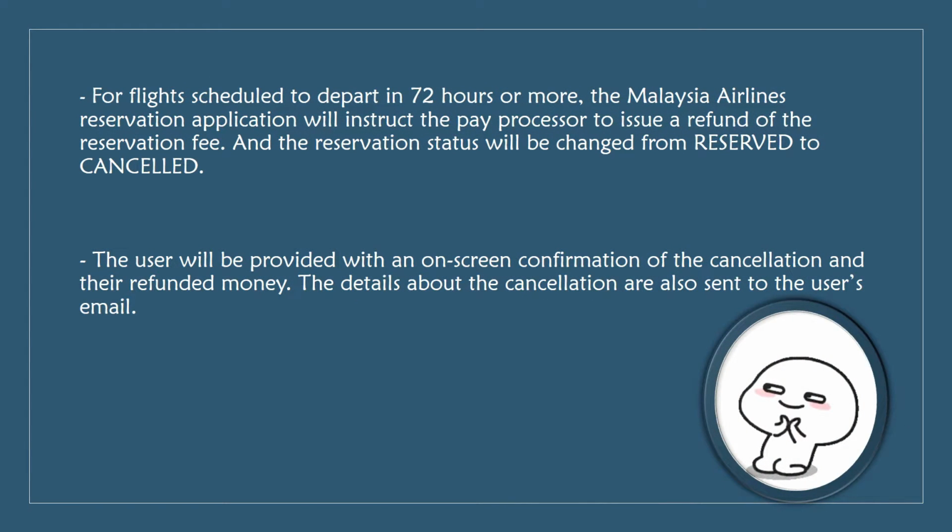For flights scheduled to depart in 72 hours or more, the MAS reservation application will instruct the pay processor to issue a refund of the reservation fee, and the reservation status will be changed from reserved to cancelled. The user will be provided with an on-screen confirmation of the cancellation and their refunded money. The details about the cancellation are also sent to the user's email.